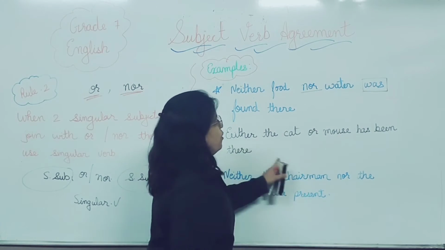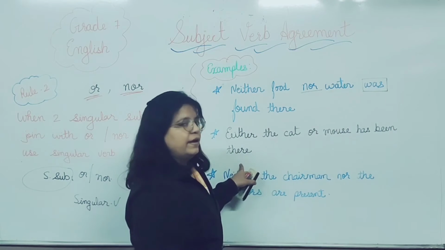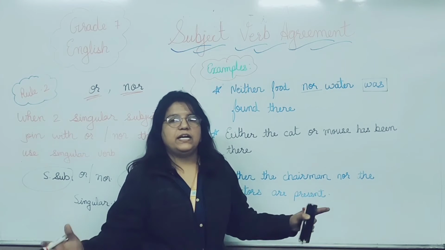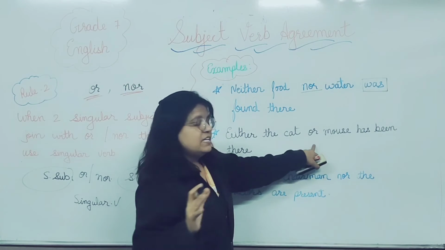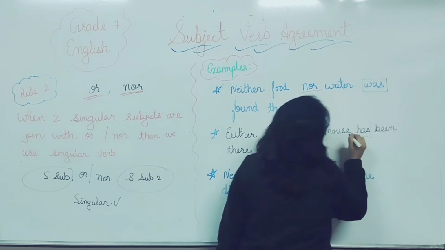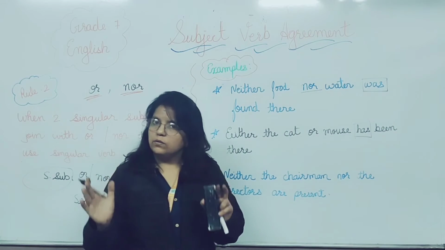Either a cat or mouse has been there. Either the cat was there or the mouse was there. Means we are talking separately about those persons. That's why we have added or and we have also used a singular verb.